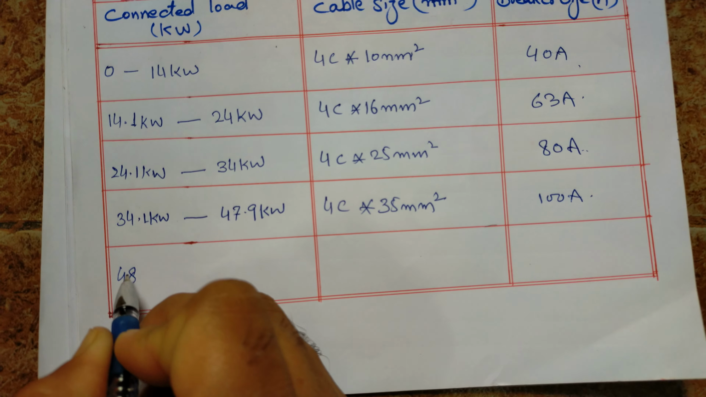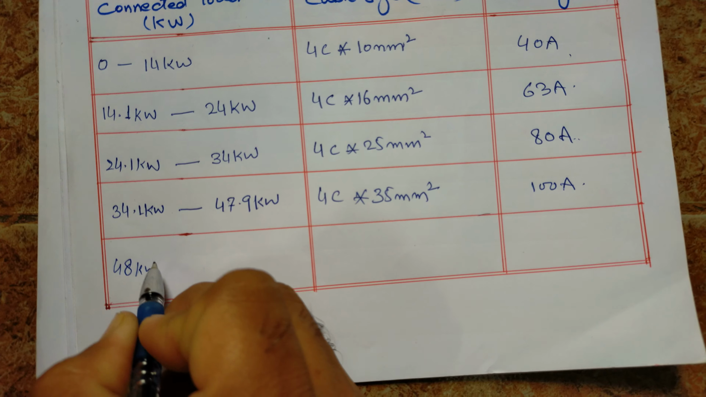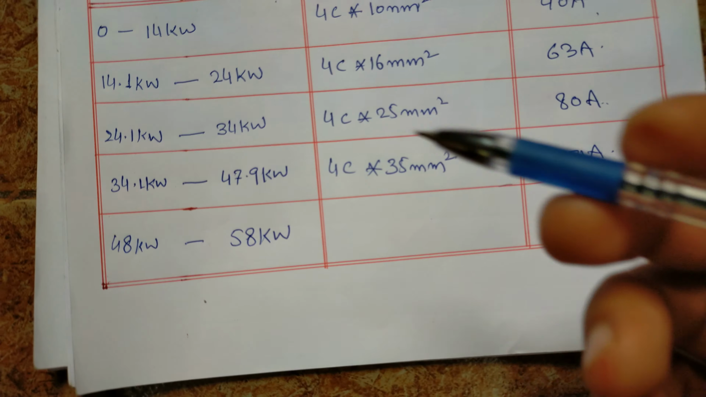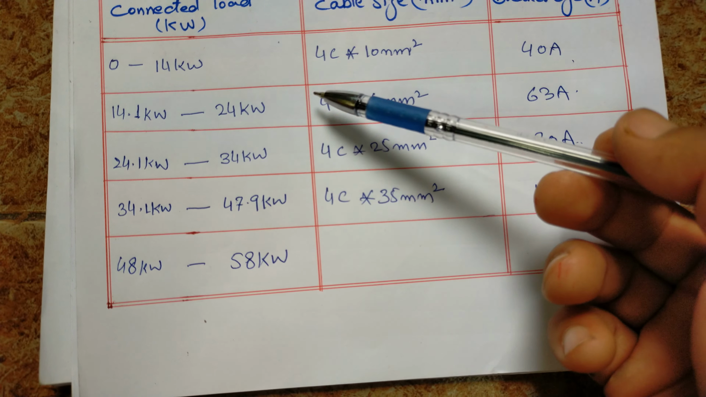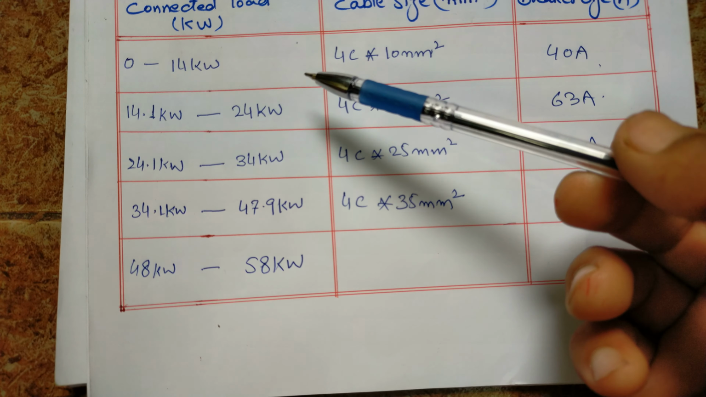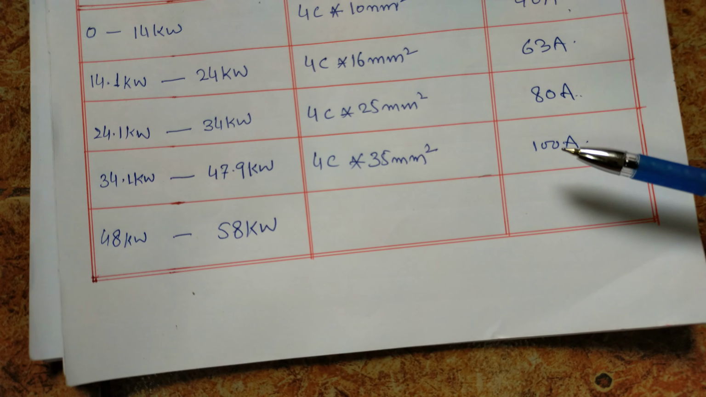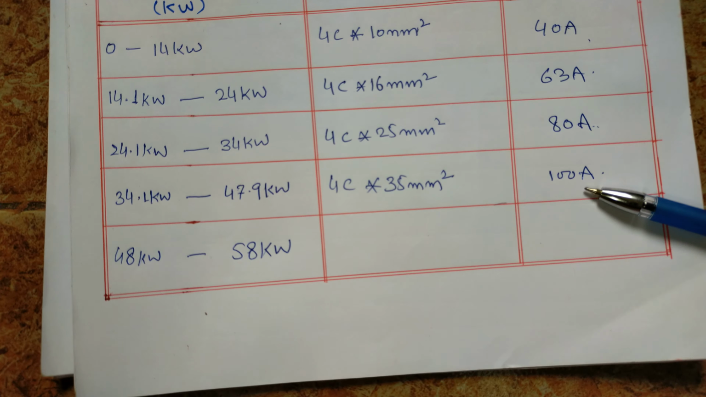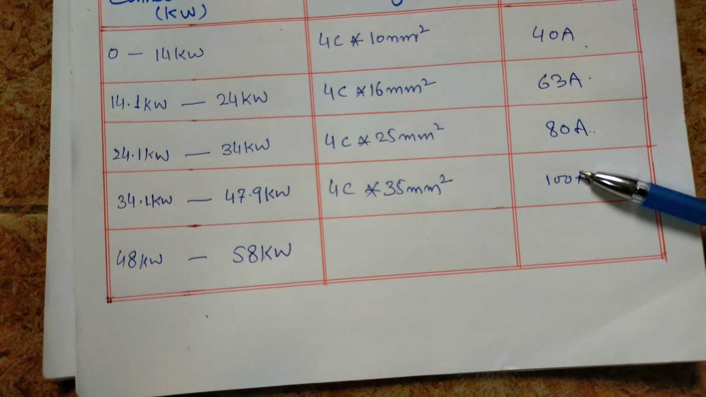From 48 kilowatt to 58 kilowatt. Here I show you only some information, but if you need to know more about breaker sizes, you can download and read this book.